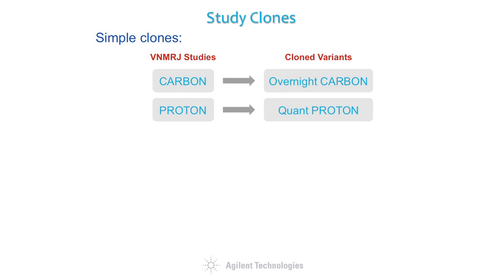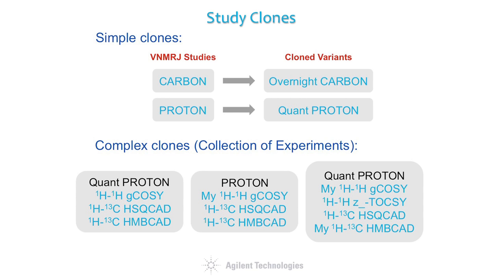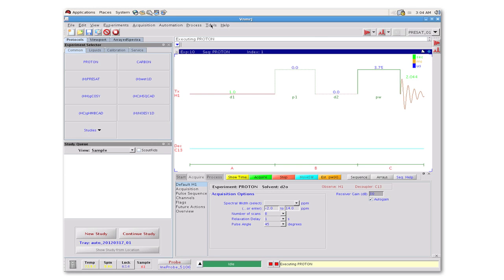One of the primary tools a spectroscopist can use to customize the interface is known as a study clone. Study clones can be very simple, such as a carbon experiment that is pre-configured to run overnight, or a proton experiment that has been parameterized to collect data for quantitative analysis. Alternatively, a study clone can encompass a collection of experiments that are each customized for a specific task or class of compounds. Let's look at a few examples of how a study clone can be used to make the user's life easier and more efficient.